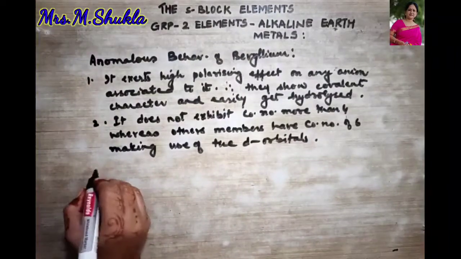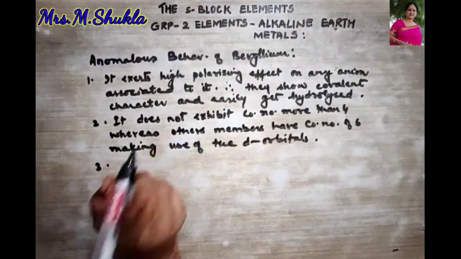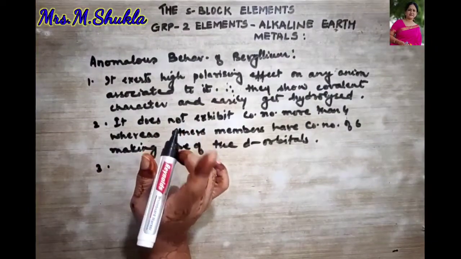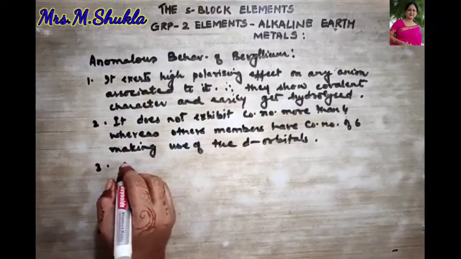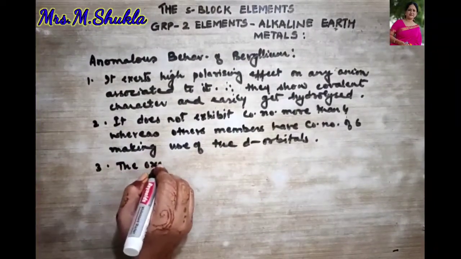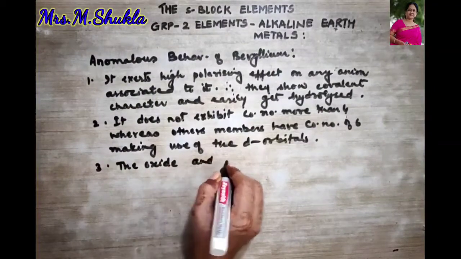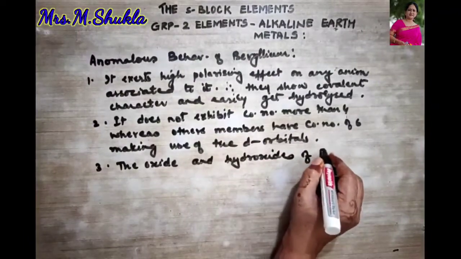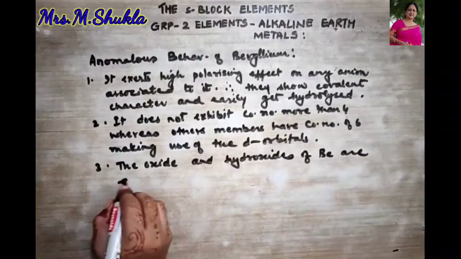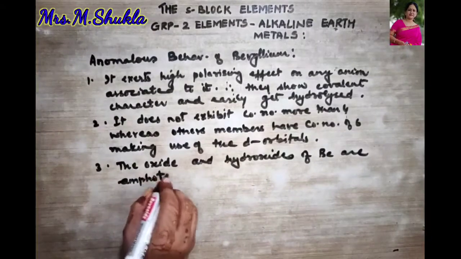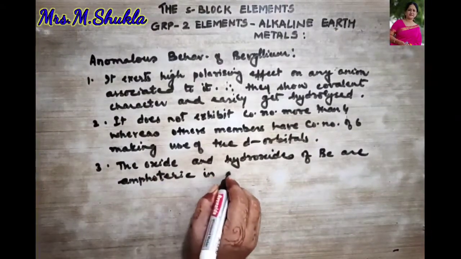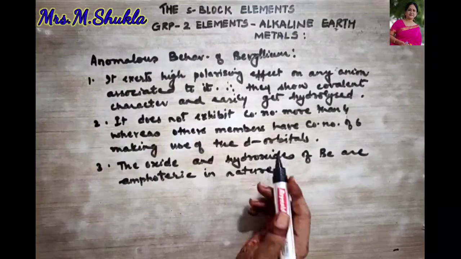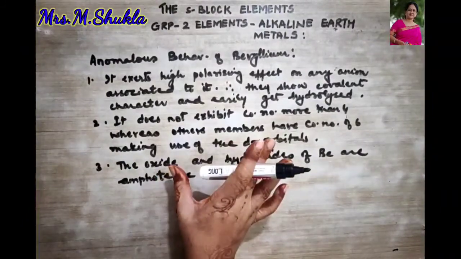Another point about beryllium is that the oxide and hydroxide of beryllium are unlike any other elements in the group. They are amphoteric in nature, whereas any other element shows basic nature. I hope this point is clear.